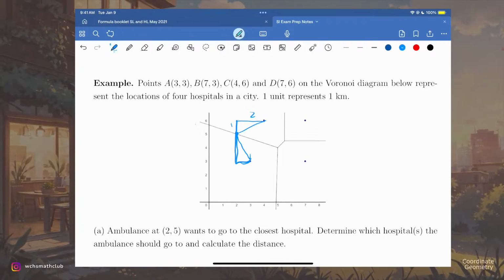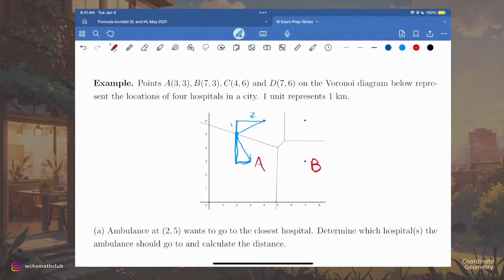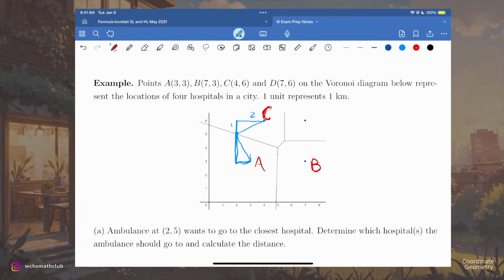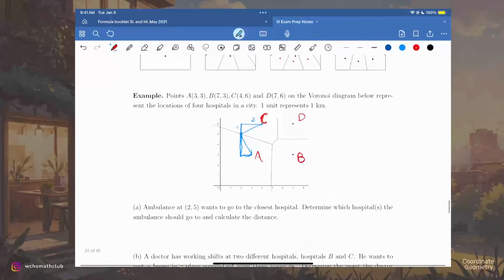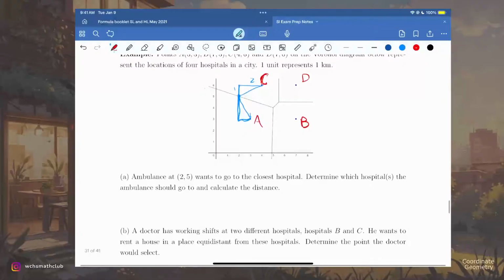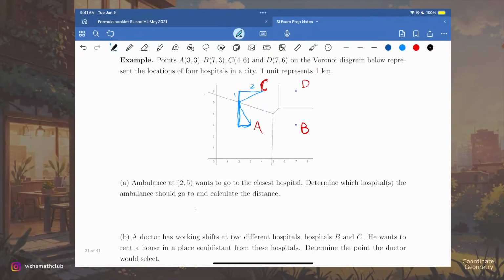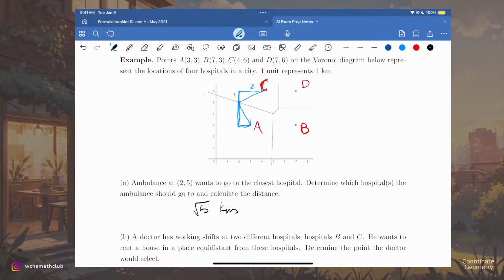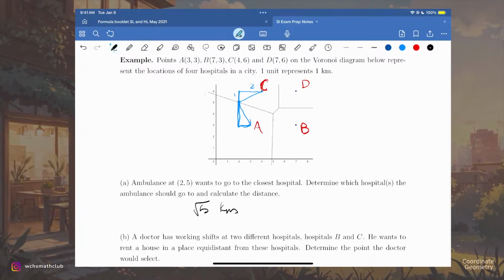And we should probably label the hospitals, because that's what the question says to do. 3,3 is here, 7,3 is here, 4,6 is here. I don't know why they didn't give it in counterclockwise order at least, but D is here. So then the distance is root 5, and notice they gave 1 unit represents 1 kilometer. So then using the distance formula, we find that root 5 kilometers, or if we were to use a calculator, 2.236, whatever. So it's approximately 2.24 kilometers.